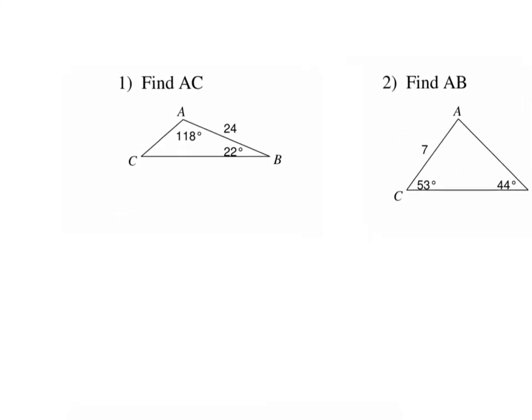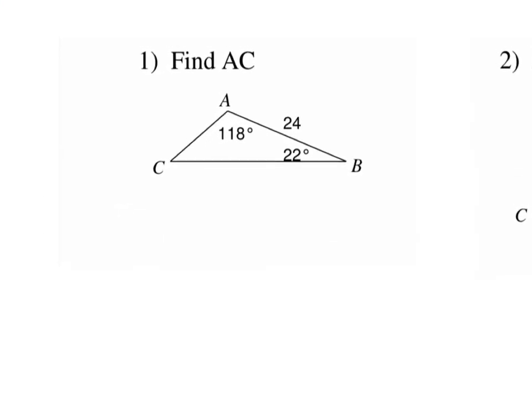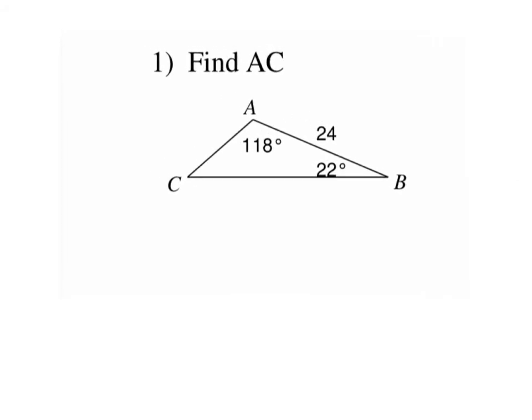For our next example, we're looking at finding the length here for AC. AC is going to be side length B in this case. So we need the degree for angle B as well as the degree for angle C, since we have the side length opposite of that. So use your 180 minus the two angles that we have, so 118 plus 22. The 118 plus 22 gives us 140. So we're doing 180 minus 140, which gives us 40 degrees for angle C.